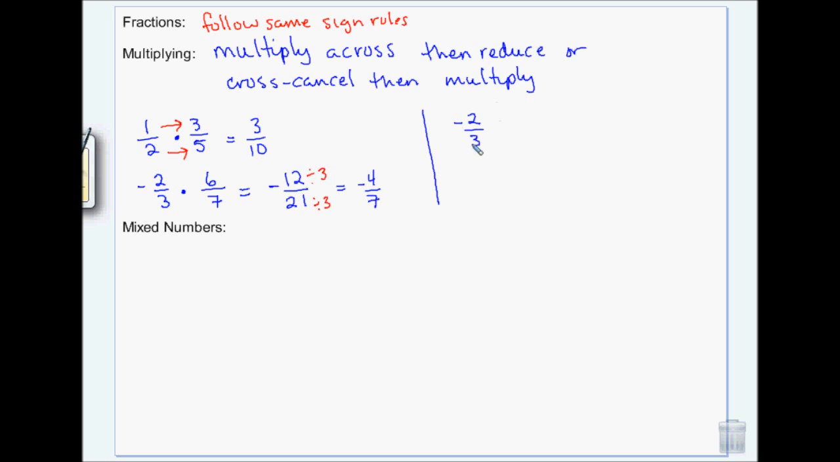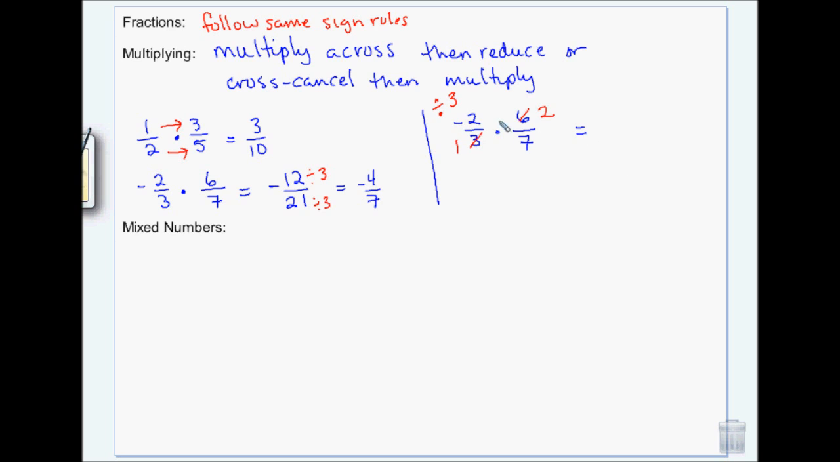Or I'm going to take the same problem, and instead of multiplying first and then reducing, I'm going to see if I can cross cancel, which is reducing first and then multiplying. So I look at the 2 and the 7. 2 and 7 don't have anything in common, but 3 and 6 do. 3 and 6 will both divide by 3. So 3 divided by 3 is 1. 6 divided by 3 is 2.